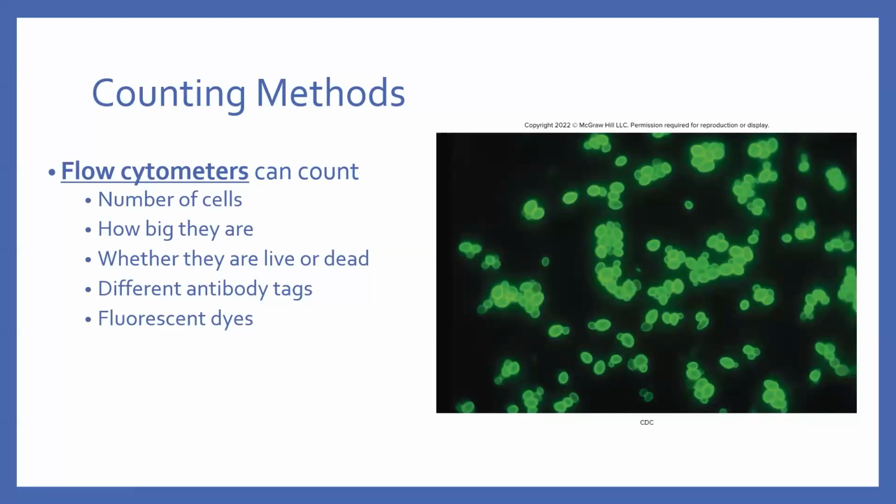You can also label them, like in the picture here, with different antibodies. And you can sort them and go, okay, I want all of them that have this cell surface marker over here, and the ones that have this other receptor over here.